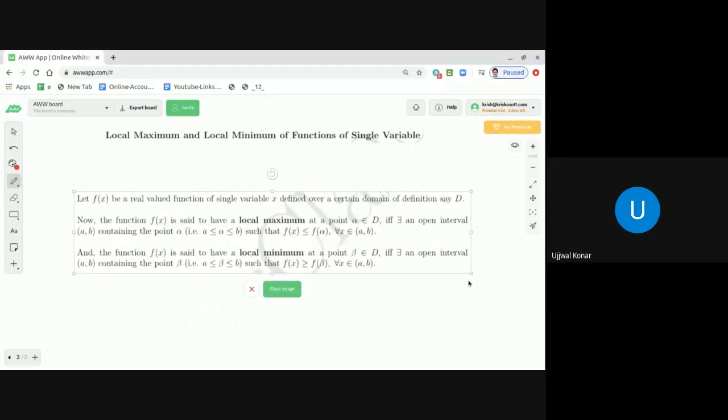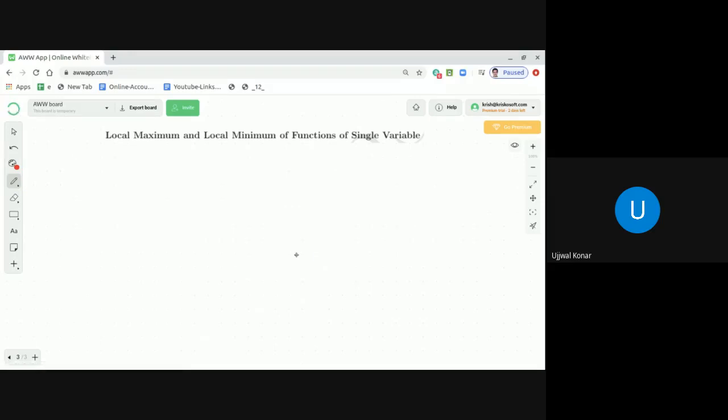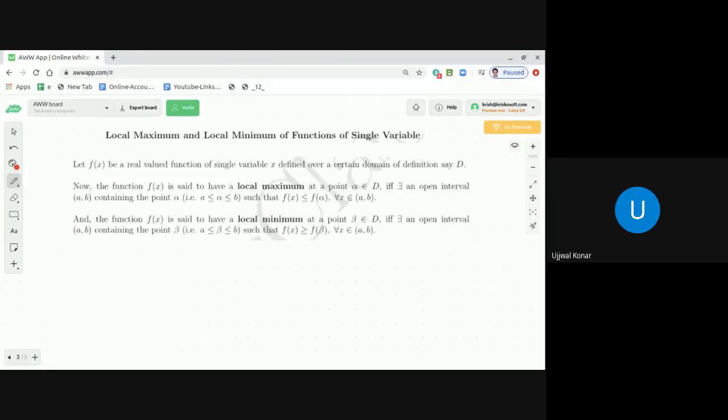So dear students, if you see this particular portion which I brought from our study material, let f(x) be a real valued function of a single variable x defined over a domain of definition D. Now, the function f(x) is said to have a local maxima at a point alpha belonging to D if there exists an open interval (a, b) containing the point alpha, that means alpha is in between a and b, such that f(x) is less than or equal to f(alpha) for all x belonging to the open interval (a, b). Then we say it is a local maxima.